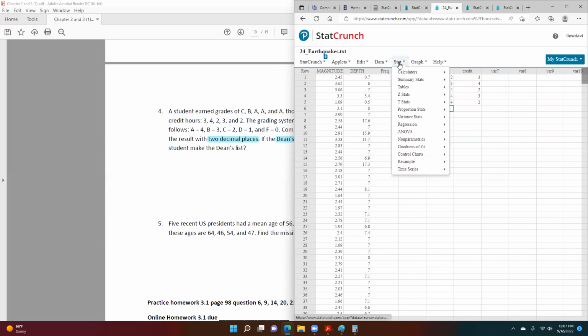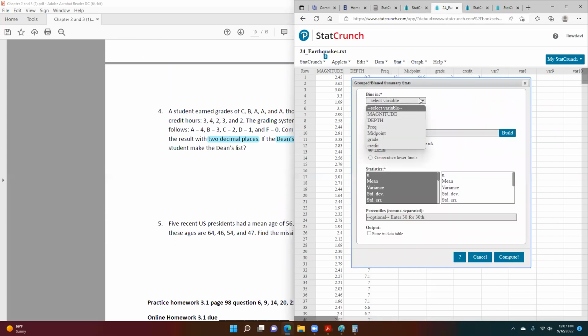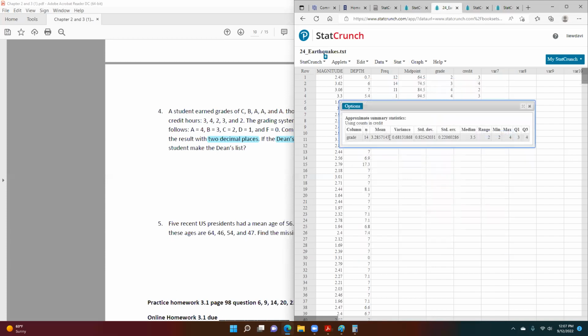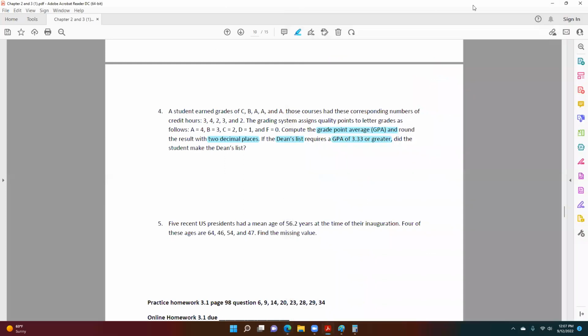So you go to Stat. Once you enter your grades with the corresponding point system given to us and the credits that correspond to your grade, go to Stat, go to Summary Stats, go to Group/Bin Data. For the bin, you select the grade. For the counts, you select the credit, and then you hit compute. The mean that you see here is your GPA.